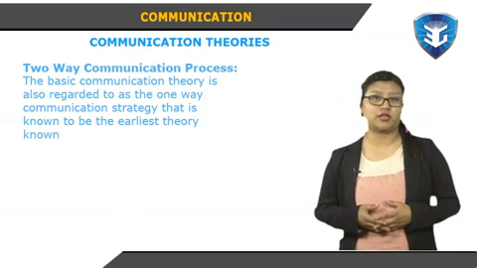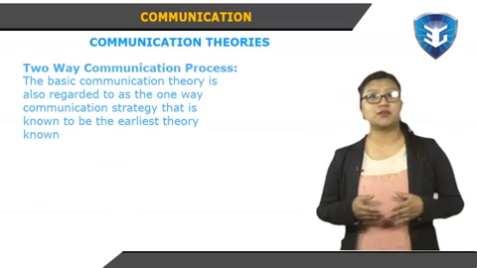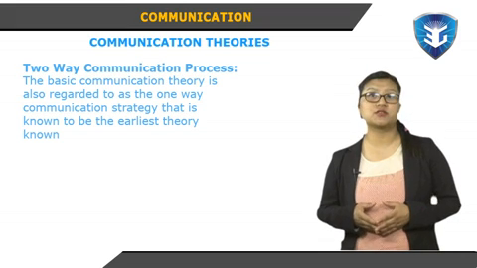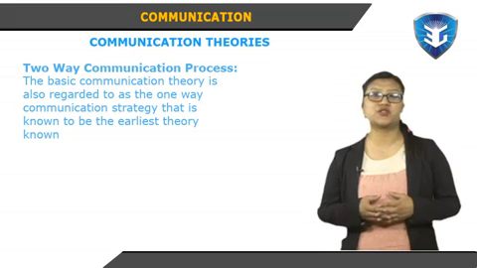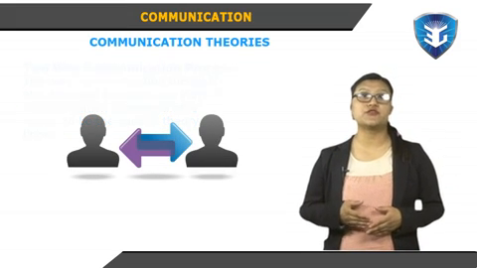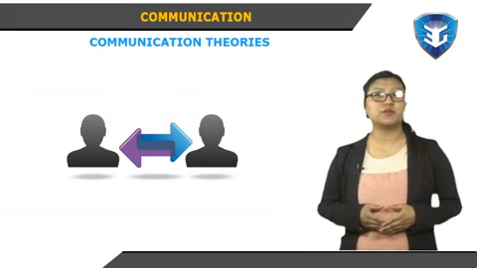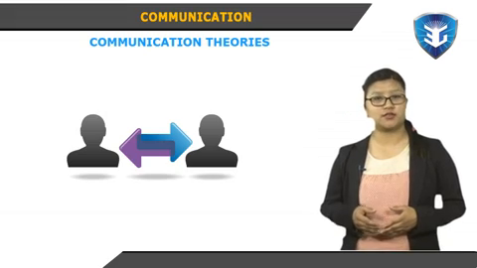The two-way communication process. The basic communication theory is also regarded too as the one-way communication strategy that is known to be the earliest theory known. It is the process by which information is transmitted from the speaker to the receiver following a linear illustration.